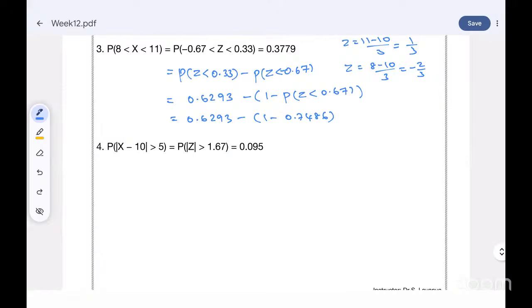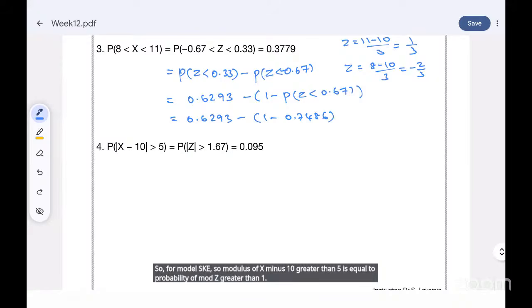Yes, ma'am, it's coming out to be the same, 0.377. Okay. So for the next one, again, now you have modulus. For the modulus case, the probability of modulus of X minus 10 greater than 5 is equivalent to the probability of mod Z greater than 1.67. Right?